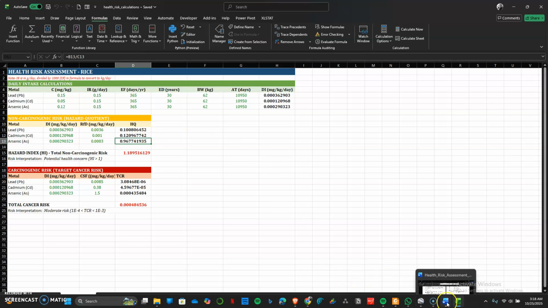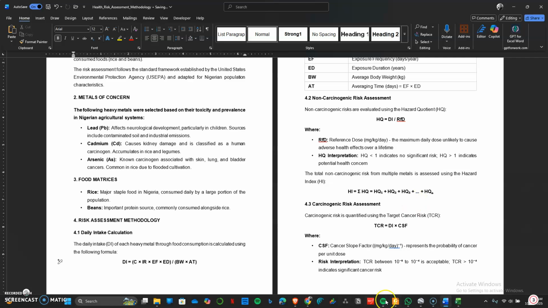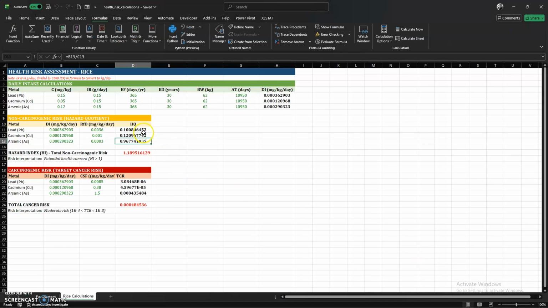But now we need to get our hazard index. The hazard index is just summing up all the hazard quotients. So what is the total non-carcinogenic risk from the multiple metals? Once we do that, we are going to add all the hazard quotients. Once we add all these hazard quotients, we'll get a hazard index. So this hazard index is the total risk of consuming rice that has lead, cadmium, and arsenic.